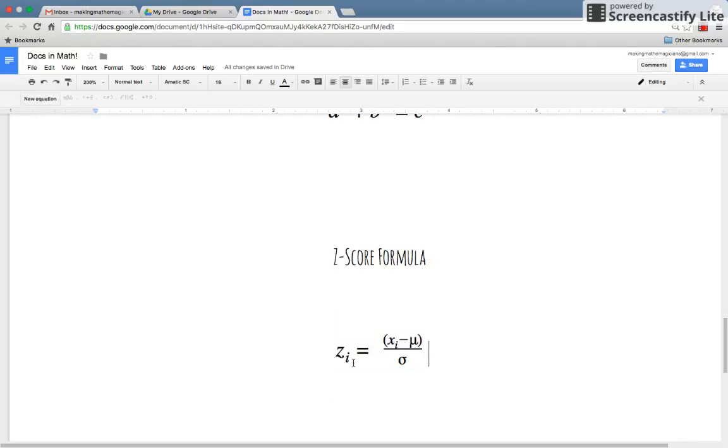Yay! So I've got my z-score equals my individual score minus the mean over the standard deviation. So in case you were taking Quant 1 this summer, now you know how to find the z-score formula and you know how to insert an equation. Lucky you.